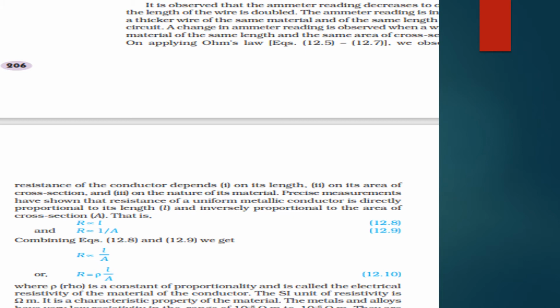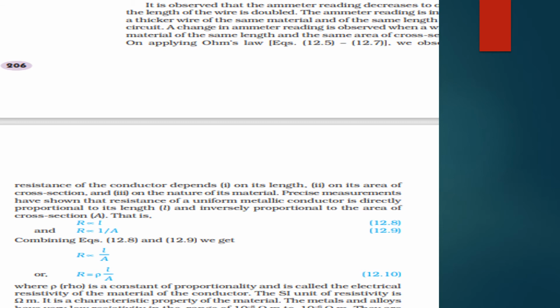So we can say whenever the length of the wire is doubled, the current flowing through the conductor becomes half, that means current decreases, and if current decreases, then resistance increases. So if the length of the wire increases, then resistance increases. So length and resistance are directly proportional. We can write R proportional to L, because when the length of the wire increases, the resistance increases. This is equation number 1.